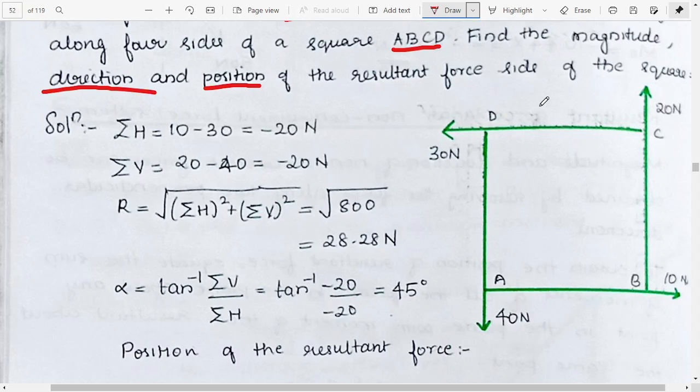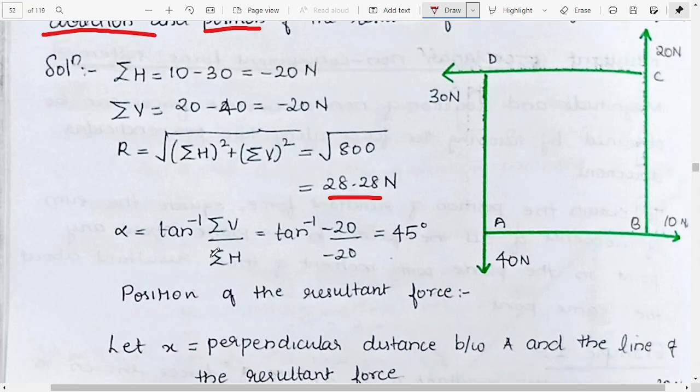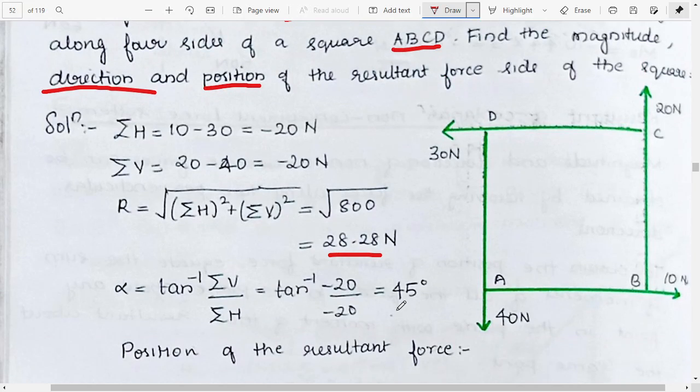If we find the horizontal forces, it is 10 minus 30, which is minus 20, and the vertical forces will be 20 minus 40, which is again minus 20. If we calculate the resultant, it is around 28.28. To find alpha, it is tan inverse of summation V by summation H, so we get alpha equal to 45 degrees. What it means is that the resultant is somewhere like this, which makes an angle of 45 degrees.